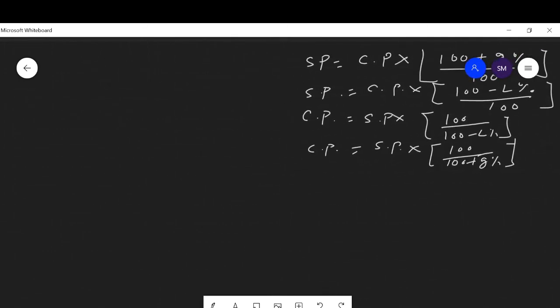Keep the formula here and let us discuss some problems. Here the question says, a man sold 2 bed sheets at 600 each. In one bed sheet he gains 20%. On another bed sheet he lost 25%. Then how much did he gain or lose in the whole transaction?